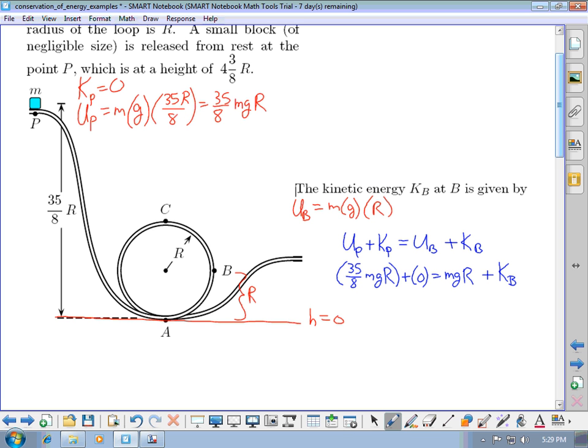And so if I subtract mgR from both sides, I get that the kinetic energy at point B is 27/8 mgR. Again, that's all the question was asking for. It was asking for the kinetic energy at B in terms of these variables. This was a multiple choice question that I had taken from the homework, and so this would have been one of the answer choices that was there.